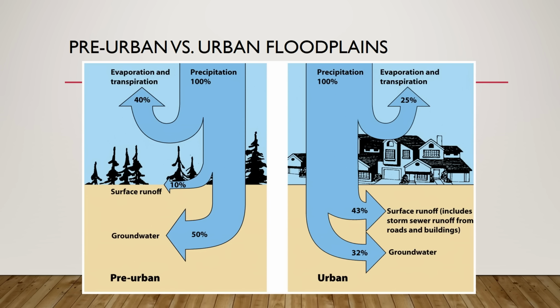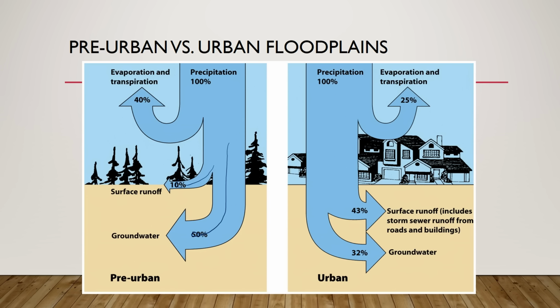All right, so we look at the precipitation falling in a pre-urban floodplain, so undeveloped. Okay, 40% of that water gets put right back into the atmosphere again by plants. Okay, 50% of that percolates through the soil, and only about 10% of that precipitation actually becomes runoff. Now, in the event of really, really heavy precipitation, that percentage might increase a little bit in the short term. But we're talking a relatively small percentage of that water actually becomes runoff that contributes to flooding.